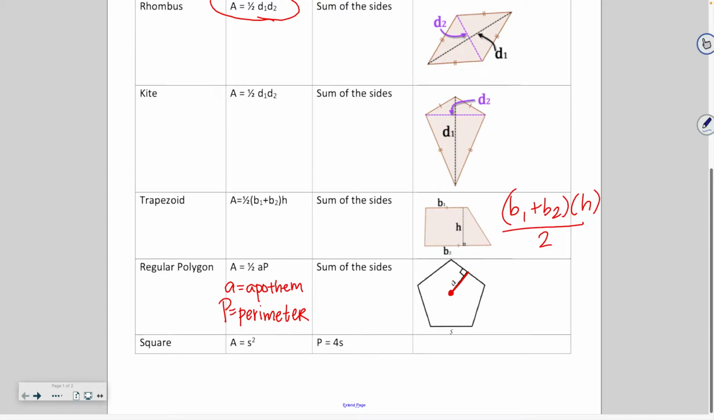Square is side squared. Technically, you could also do base times height. And then a square perimeter, you can add up all the sides, or it's 4 times the side length. Okay, so you need to start memorizing these. You're going to have a quiz next week on the formulas.